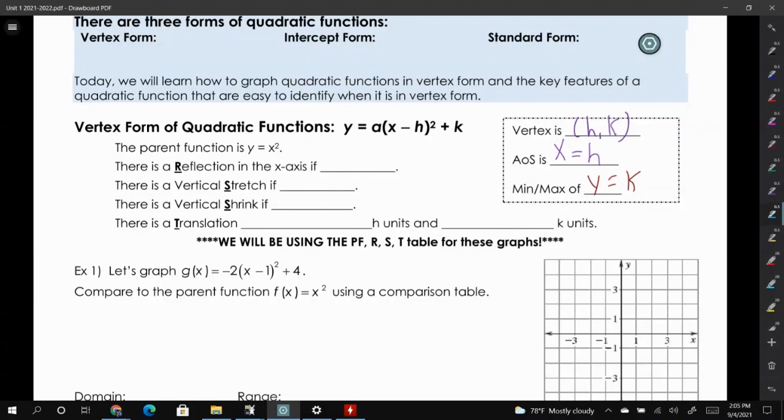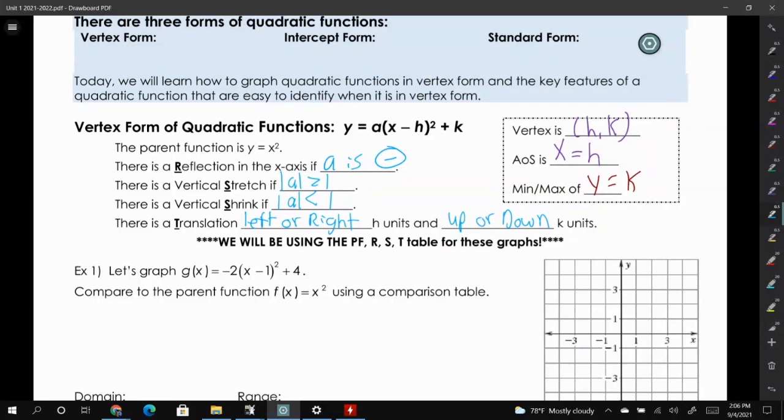Remember, there is a reflection if a is negative. There's a vertical stretch if the absolute value of a is bigger than 1, and a shrink if the absolute value of a is less than 1. Then there's a translation, left or right, h units, and up or down, k units.